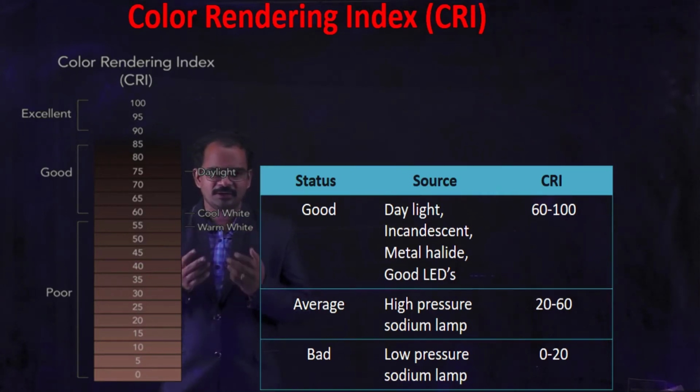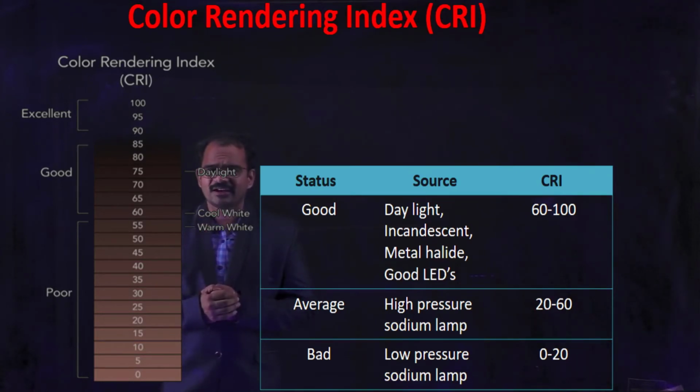If it is in between 60 to 100, you call it good or excellent. Now you see the chart here. Daylight or natural light has a color rendering index of 75, which is termed good. So daylighting itself has a color rendering index of 75. And you can also see here, cool white has a color rendering index of 60, whereas warm white has a color rendering index of 55.